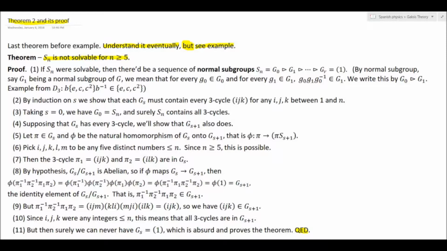And I suggest you struggle with this proof, because this is going to show you why, if you have a group Sn with n greater than or equal to 5, and you start trying to build a tower down to the identity, you can't get all the way through.